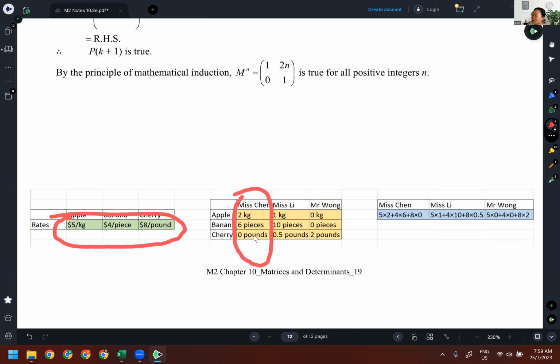This is the new multiplication we learn, right? Okay. And we can also use the first row, multiply the second column. I get the second value, right? So what does that mean? 5 times 1, 4 times 10, and then 8 times 0.5. And what does that mean if I do the third multiplication?